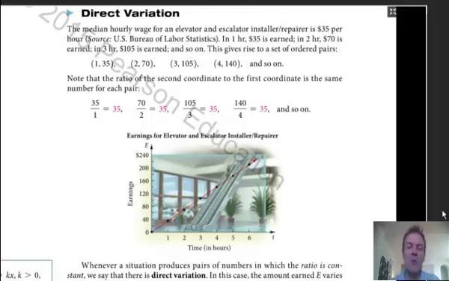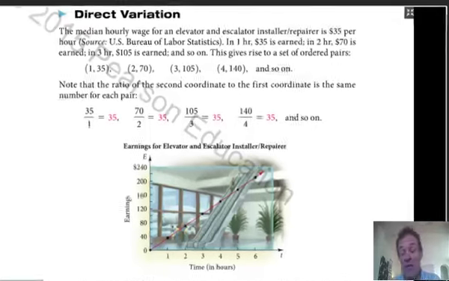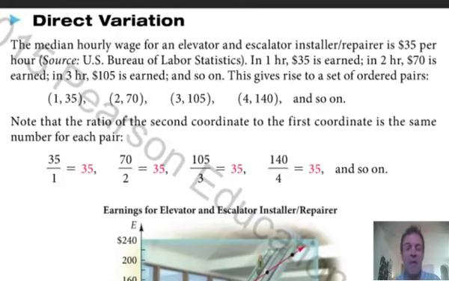Right, onto variation. We're going to do direct variation and inverse variation. Here's direct variation. Supposing in 1 hour you earn $35, in 2 hours you earn $70. You're earning $35 an hour, so basically your earnings are varying directly with time. The more hours you work, the more pay you get, but it does vary directly.